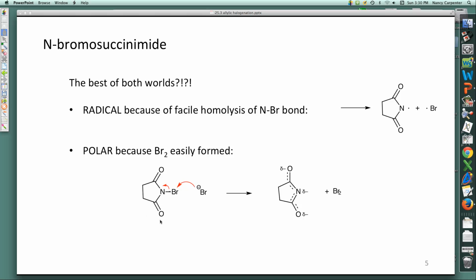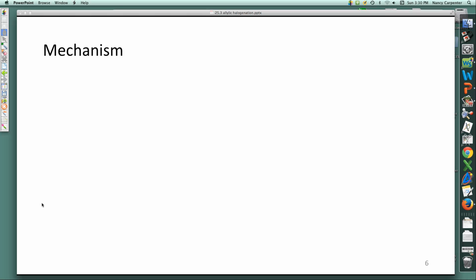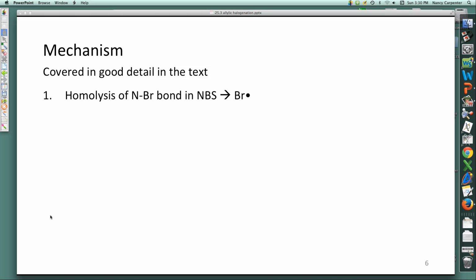Wow, it's a terrific leaving group with that negative charge delocalized through this carbonyl and this carbonyl, and then Br2. So, mechanism. Well, the mechanism is in your text in great gory detail, but I think it might be useful to talk it through so we can try and understand what's going on mechanistically.